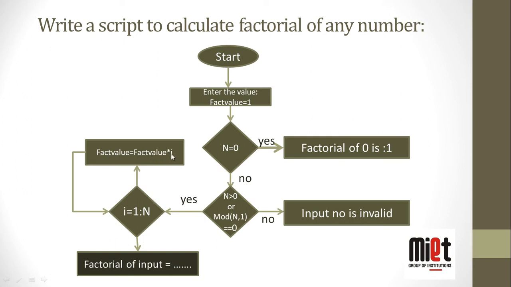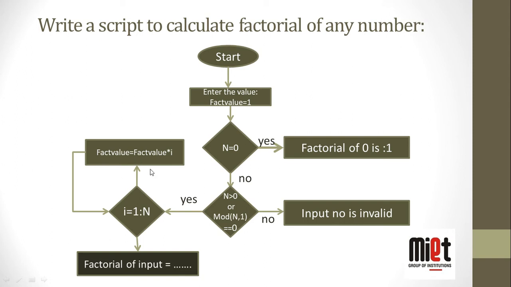This is 2. I again repeat this loop. Now this time i is equal to 3, and the fact value will be 3 into 2 into 1, that is 6. This repeats itself n times, and I will get the multiplication of 1 into 2 into 3 into 4 into 5 into 6 up to n, which gives me the factorial of any number.